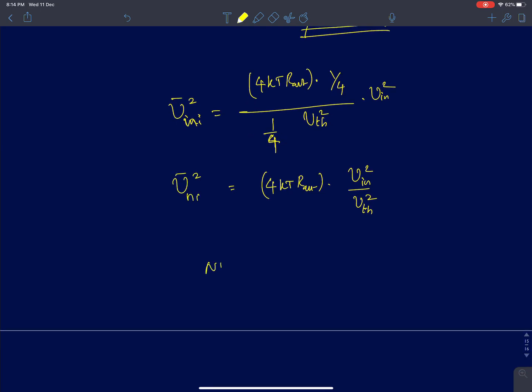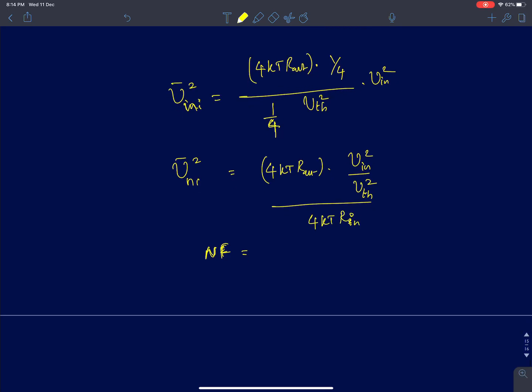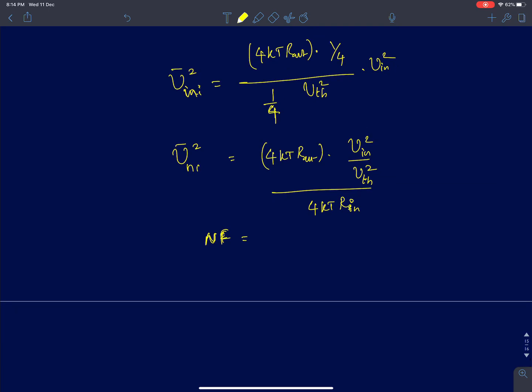Now to find noise figure, what did we say? We have to simply divide this whole thing by 4kT R_S, which is your R_N. For a matched load, it's simply R_N. And then add 1 to it. So it's going to be 1 plus this term.